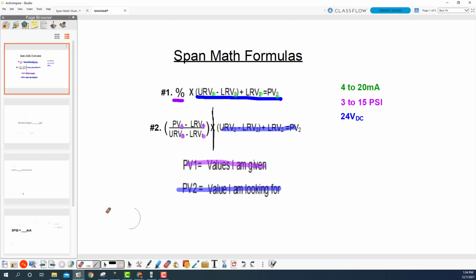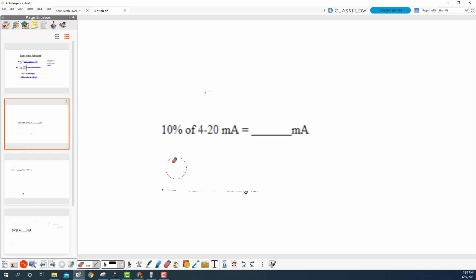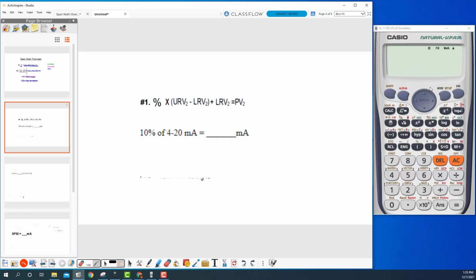All right, let's look at our first example. The question is: what is 10% of 4 to 20 milliamps? The first question we have to ask ourselves is, which formula to use? As I said, if you're given a percentage, you're going to use formula number one. We're going to have our calculator handy. You can use your calculator on all of my tests.